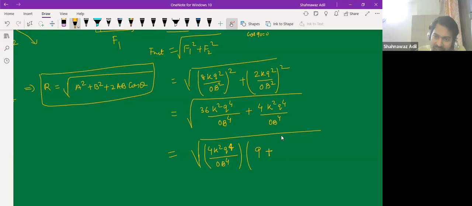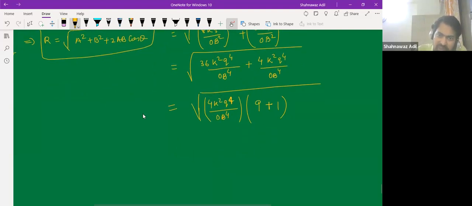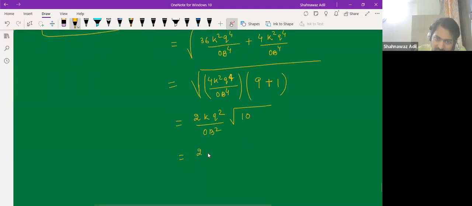Yeah. So in here one would be there, right? So then we take these things outside of the root. So that would be 2, this would be K, this would be Q square, this would be OB square and root of 10. This is the answer. Then we already know that OB is root 2 by 2a. So we put that value.